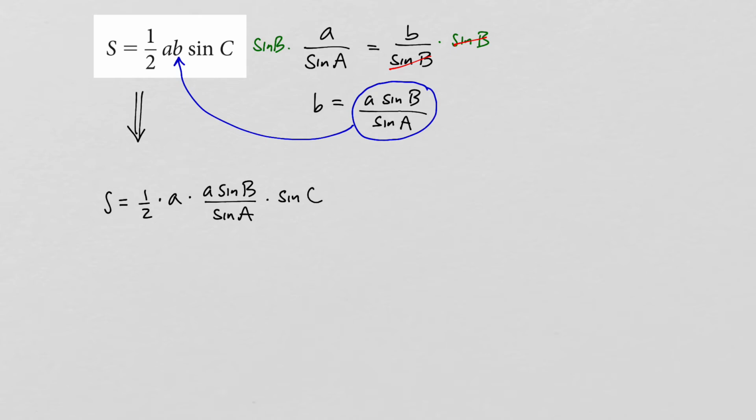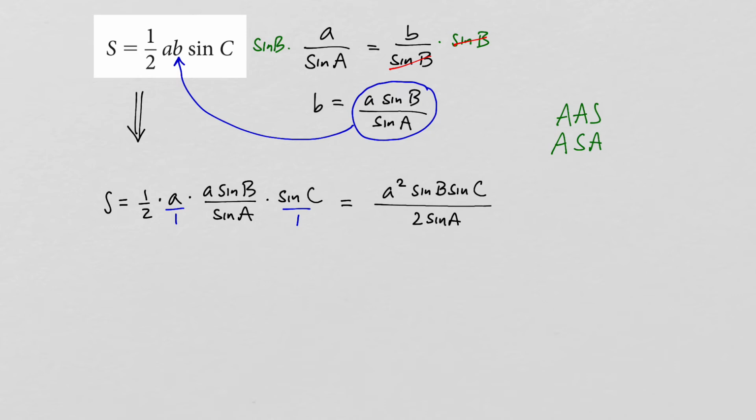Now let's remember that these here can be put over 1, and we can make this into 1 fraction. And if we do that, we have A times A is A squared, sine of B, sine of C, divided by 2 times the sine of A. And so this is another formula for finding the area of a triangle. And this will work for the situations where we have angle, angle, side, or angle, side, angle.